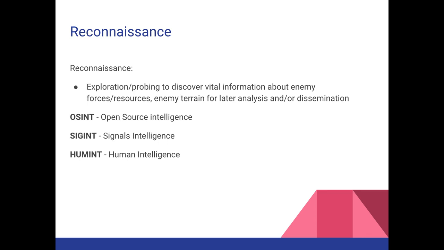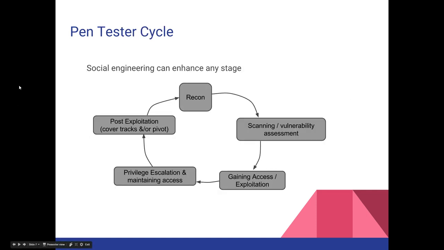So there's three types of intelligence typically. There's open source intelligence, signals intelligence, and human intelligence. And these can all be gathered at any stage of the pen testing lifecycle, as well as social engineering can enhance any stage of the pen testing lifecycle. So even when you're doing post-exploitation, social engineering is very easy to exploit. Say you have compromised a privileged user or an authority in the organization. Say you've compromised the boss or the CEO.